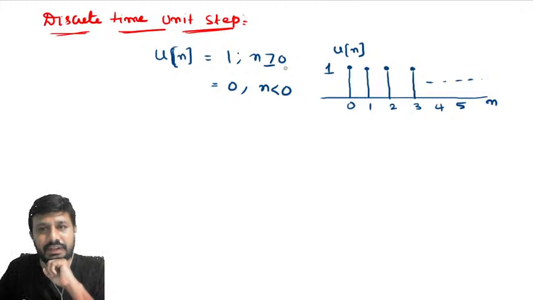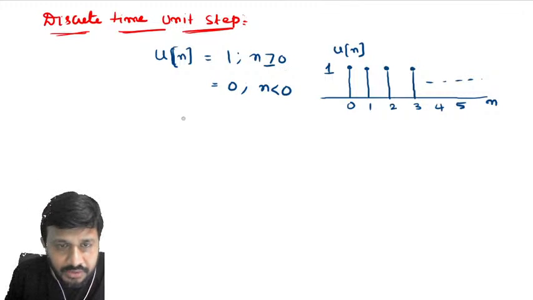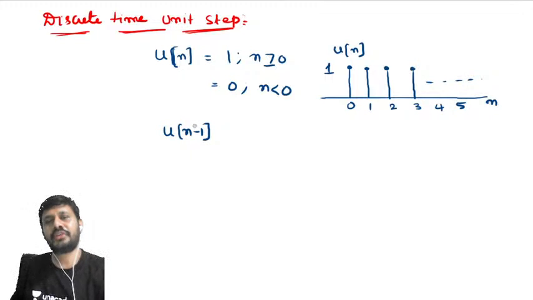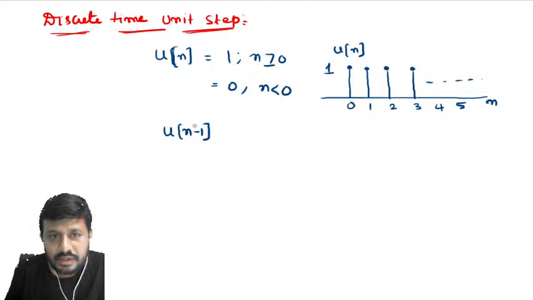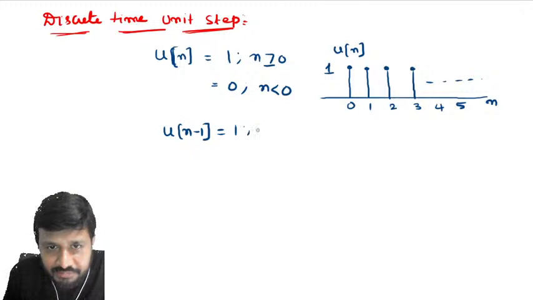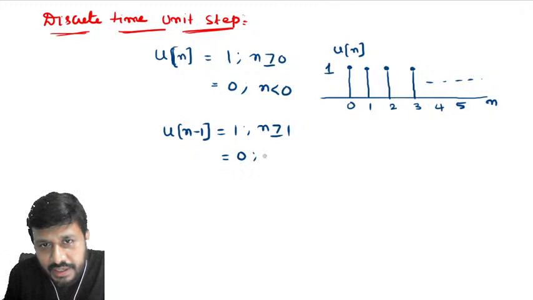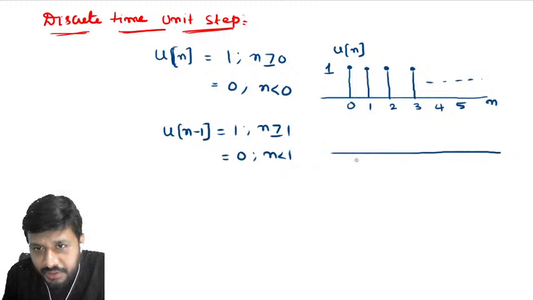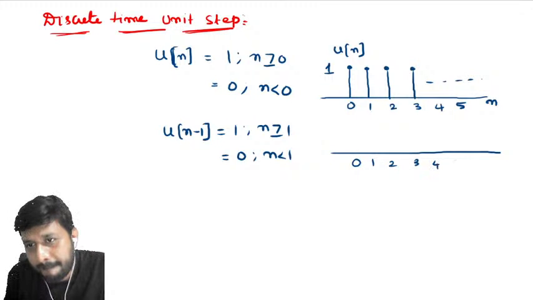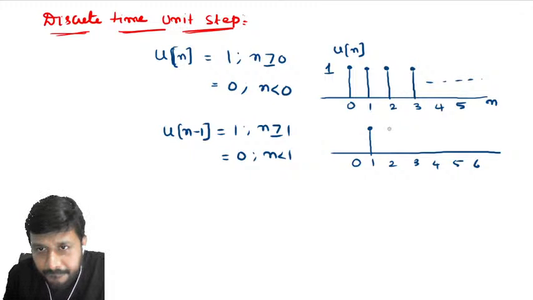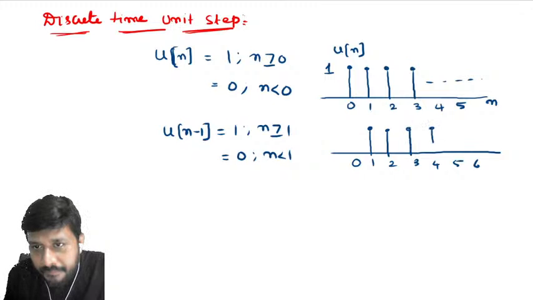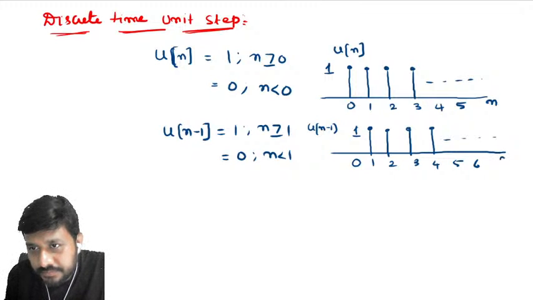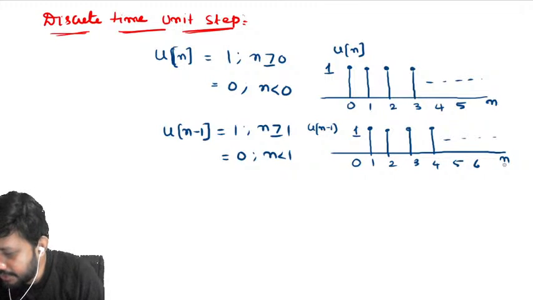After defining this, if I ask you a question, can you draw the shape of the signal u of n minus 1? The unit step signal u of n minus 1 is 1 for n greater than or equal to 1 and 0 for n less than 1, a shifted version. So u of n starts at 0, and u of n minus 1 will start at what point? 1. This is what your u of n minus 1 is. Hope you are comfortable with u of n and u of n minus 1.